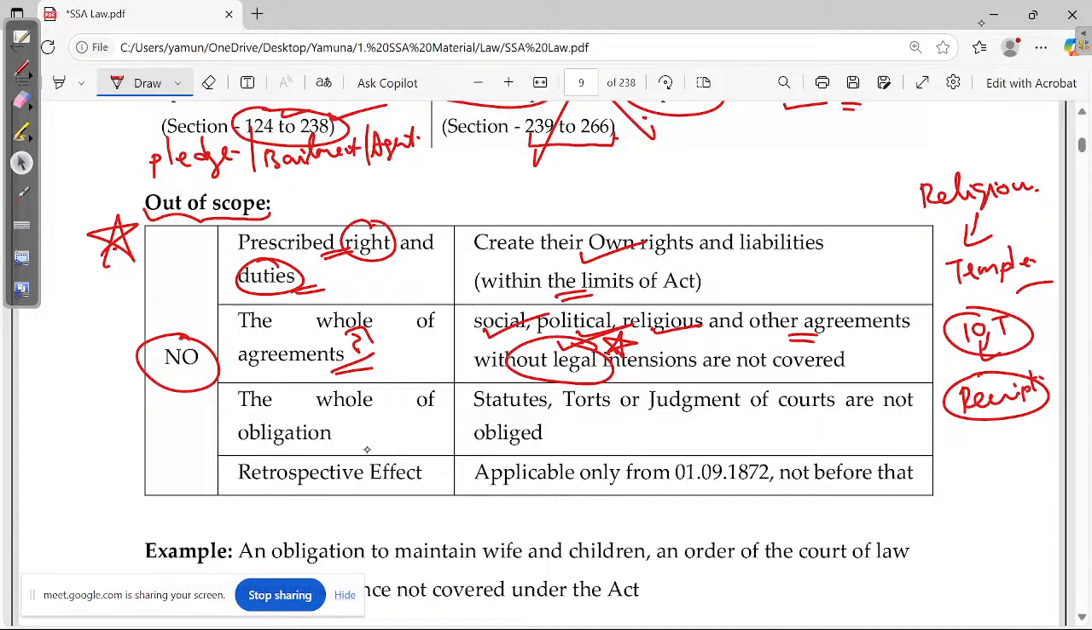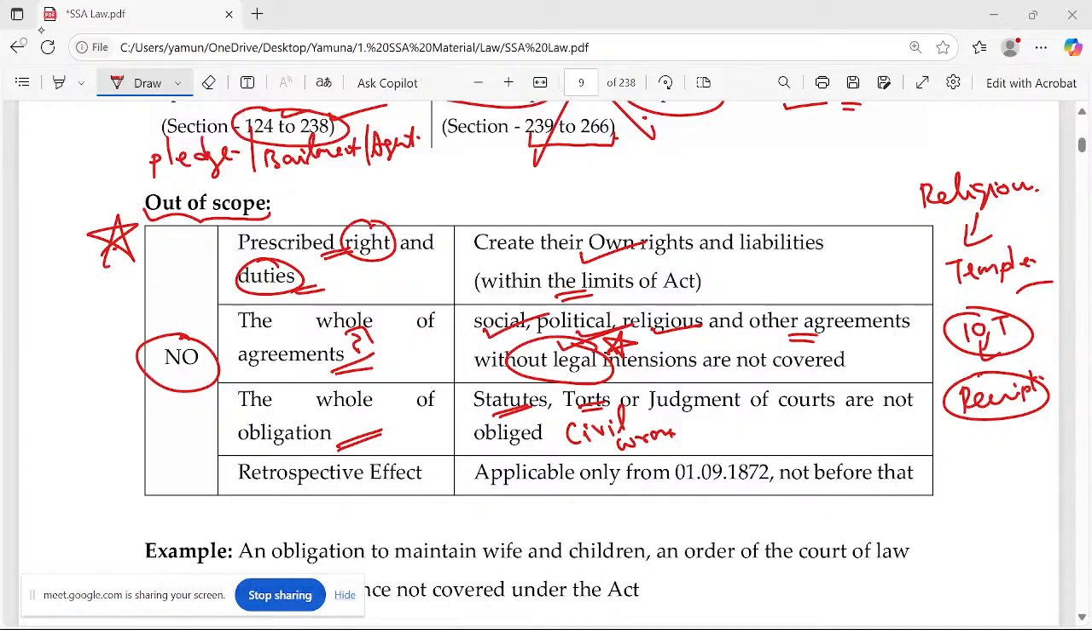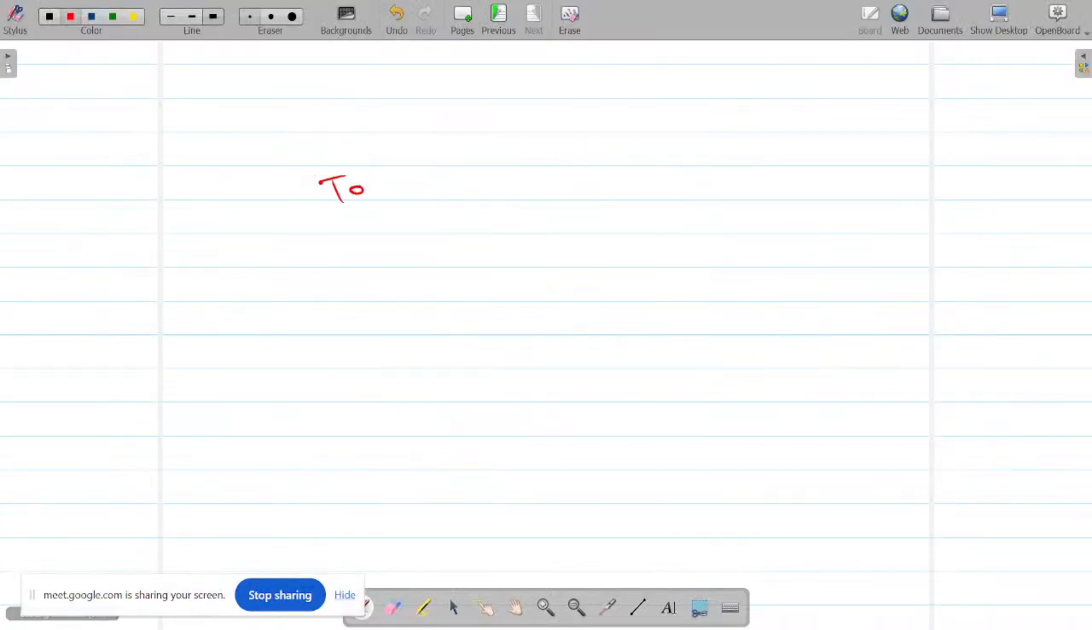Next one, the whole of obligation. If there is a specific statute we have to follow, then go and follow that. If it is a tort, what do you mean by tort? Please make a note of it. It's a civil wrong. Let me write it on the board. Tort is nothing but what you call a civil wrong.